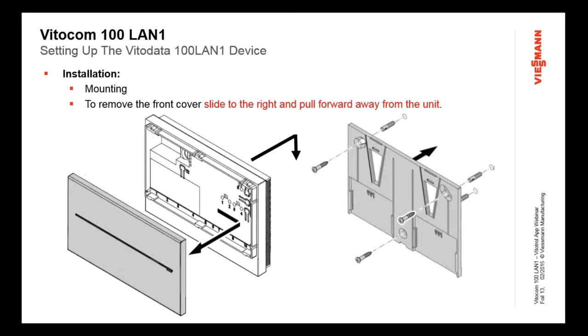So we have the unit. Let's look at how we put it together. You have the back plate, and you see the back plate here just mounts on the wall. You screw it onto the wall, and then the Vitocom LAN 1 just slips onto the back plate. Once it's there, you're going to want to be able to remove the front cover because there's some information we need from the serial number and the information. We're going to have to push some buttons to establish the communication. That cover simply pushes a little bit to the right there and then pops off. And then that front cover will come right off very easily.